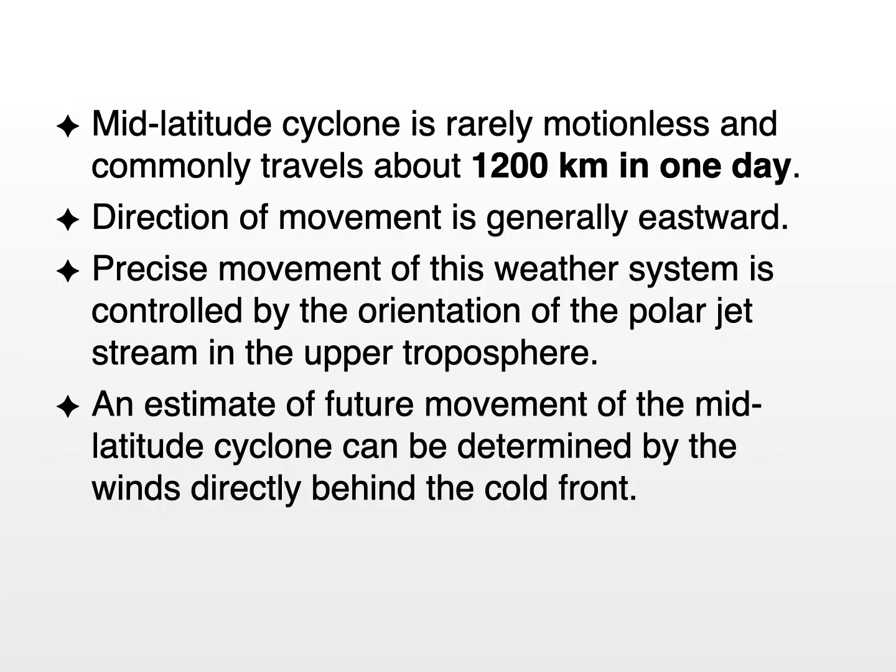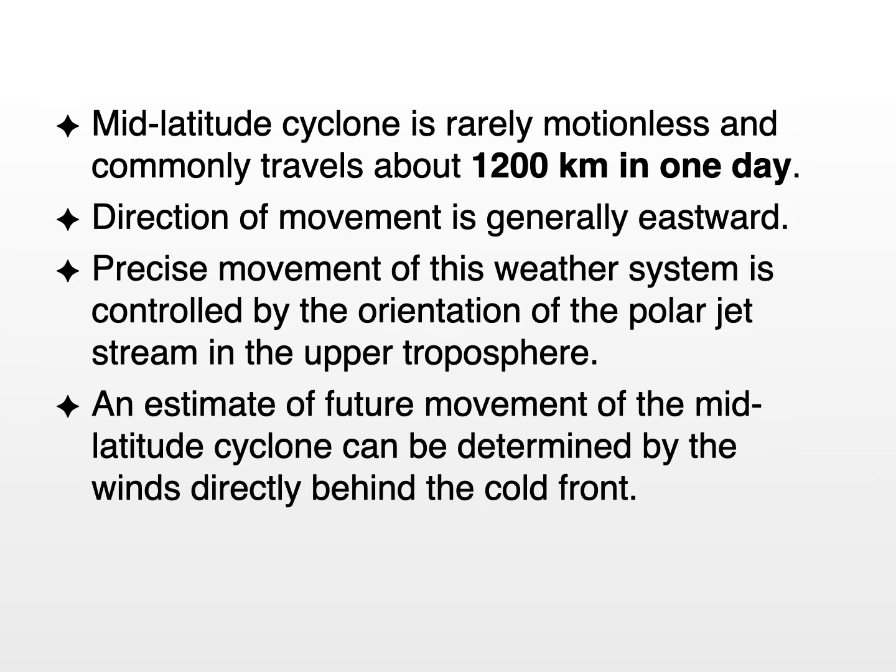Sometimes mid-latitude cyclones can stall, but they're usually not motionless. They commonly move about 50 kilometers per hour or 1,200 kilometers in a day. And their movement is generally from the west to the east. Precise movement of these weather systems can be forecasted by looking at the orientation of the jet stream in the upper troposphere.